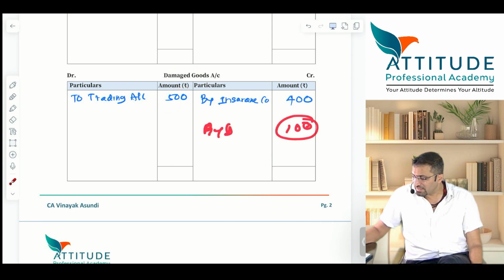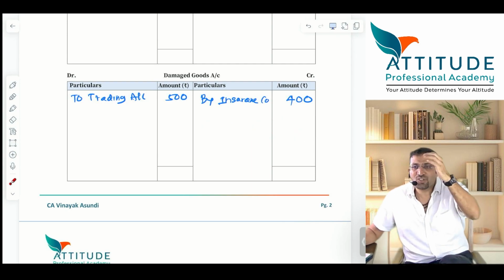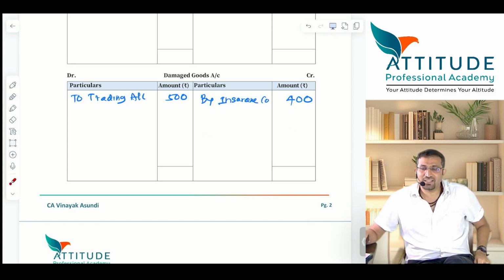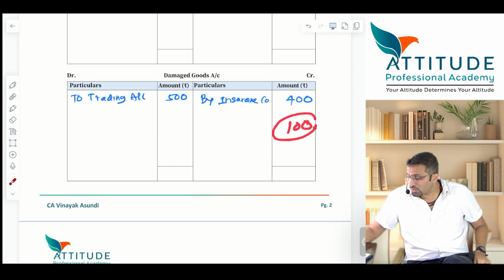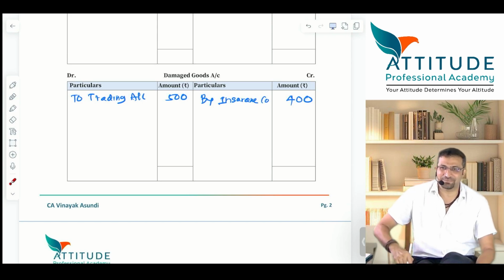By balance, don't write by balance carry down. I'm not going to write by balance carry down here. Reason: even the damaged goods are sold. And these damaged goods are sold for how much? So 100 worth of goods are sold for 300. There's a profit that has to be now accounted for as a journal entry.